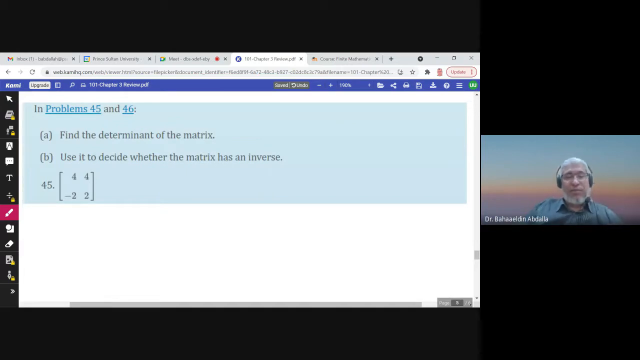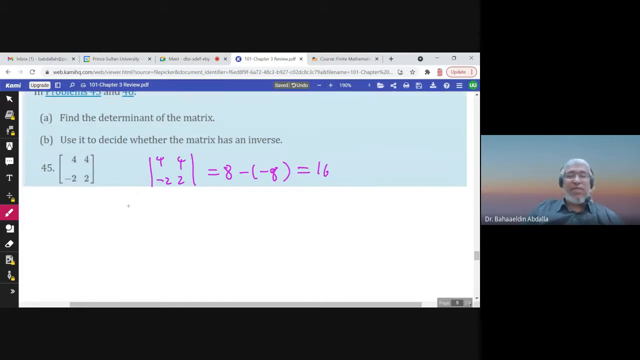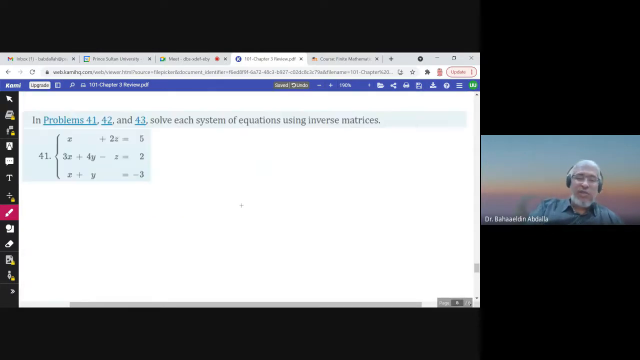Find the determinants. Remember, this is a matrix. We write like this. This is determinant. So this determinant is equal to 4 times 2, that's 8, minus negative 4, negative 2 times 8, that's negative 8. Well, 8 plus 8 is 16. So the determinant is 16. This is part A. And part B, use it to decide whether the matrix has inverse. Yeah, if this is the matrix A, then A has inverse because the determinant is not 0.